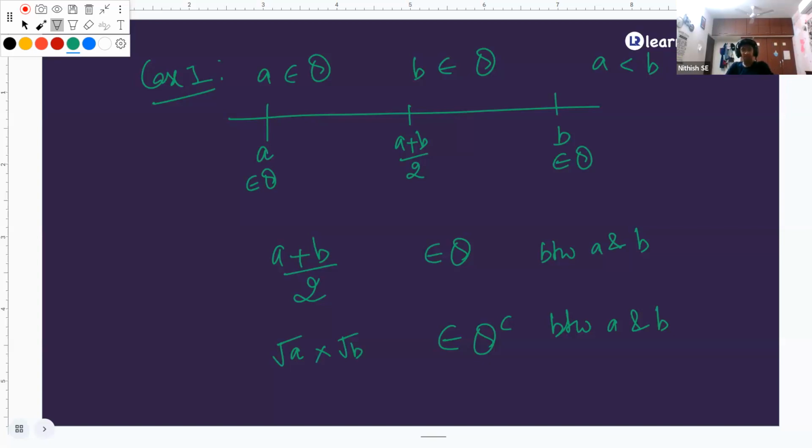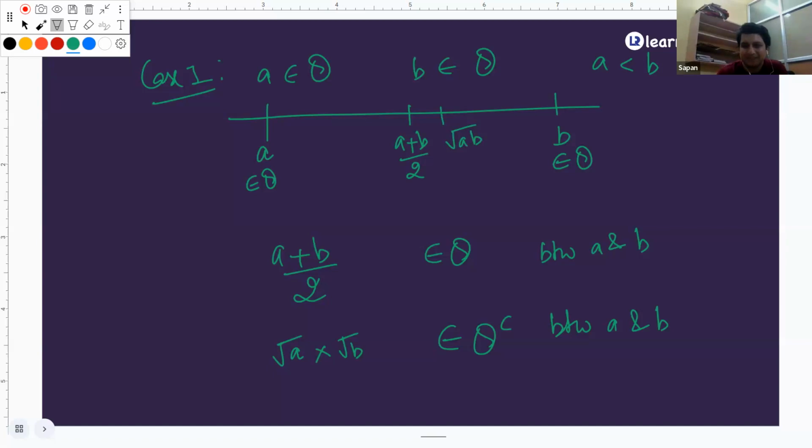Because B is the bigger number, the square root of AB should be in between, so it should be in between A and (A plus B) by 2. Near, close to (A plus B) by 2. Is it possible to be between?